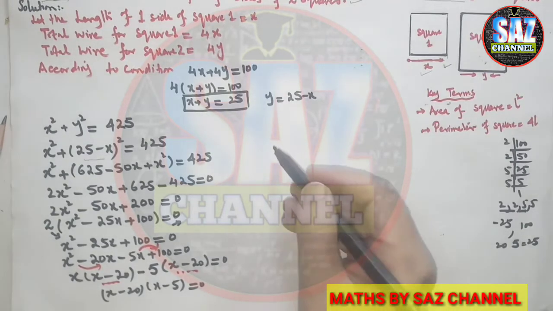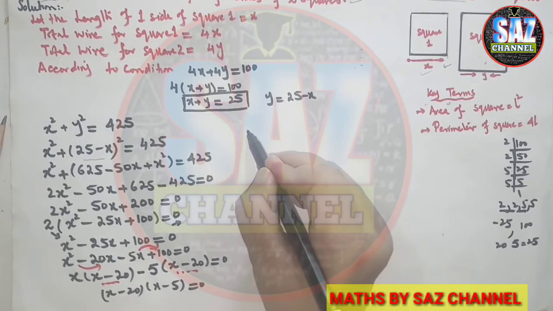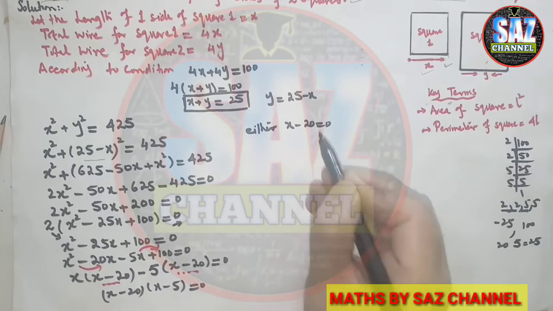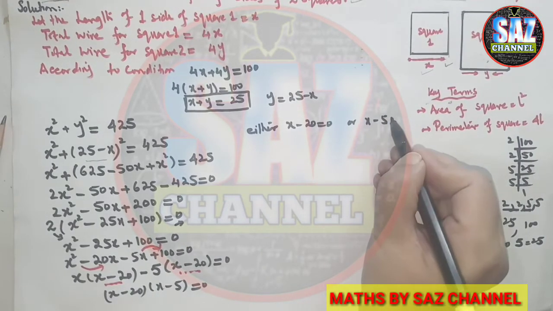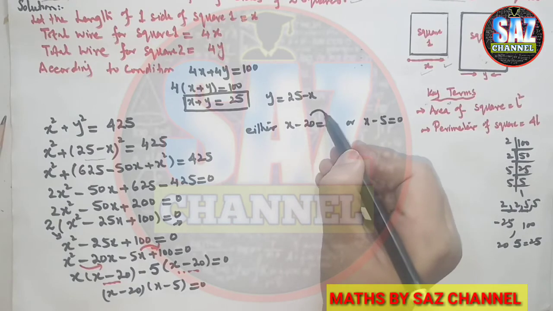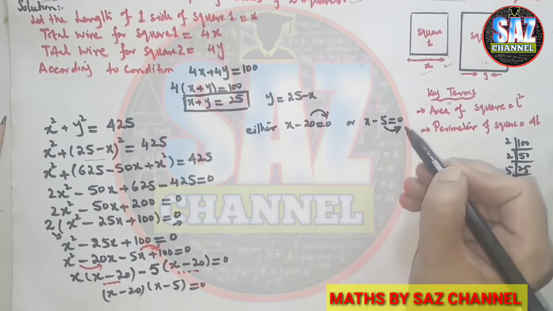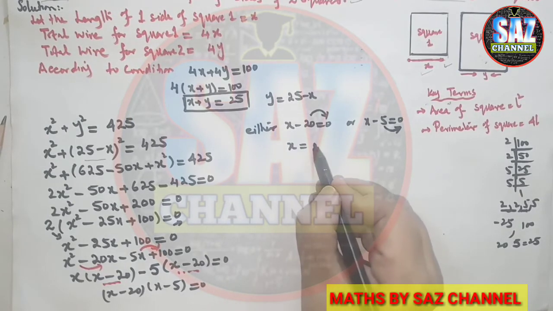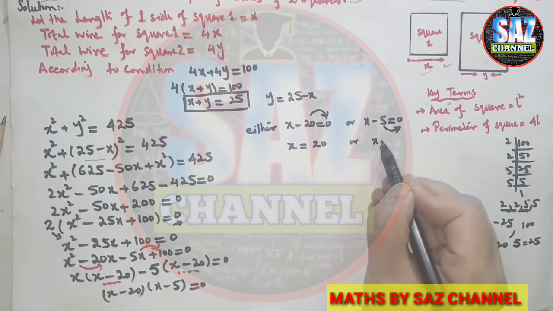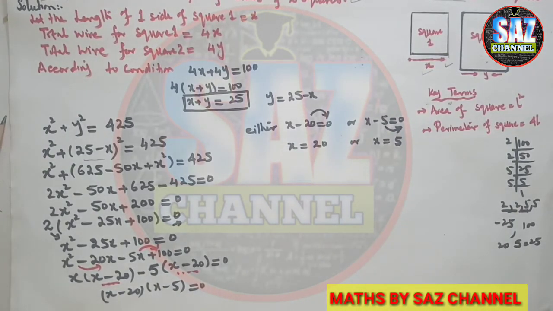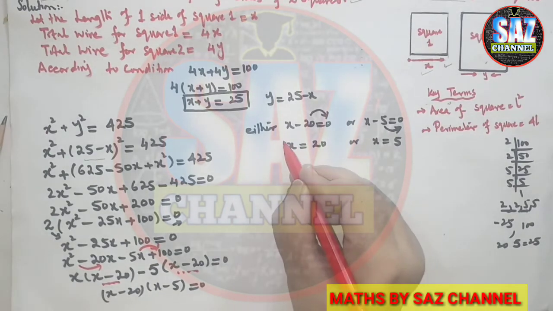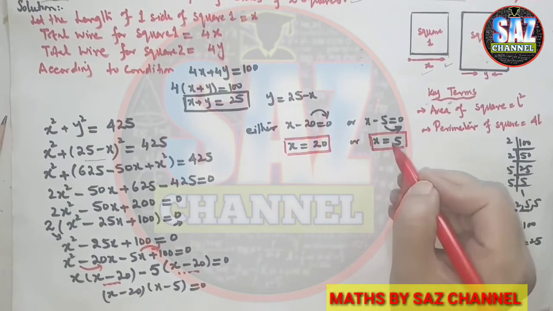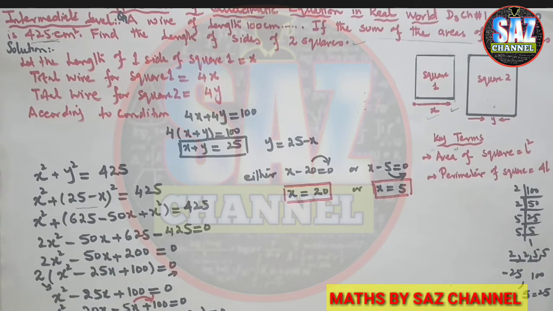In order to solve this equation, I have to apply the condition that either x minus 20 equals to 0 or x minus 5 equals to 0. In order to get the value of x, shift the constant to the other side by changing the sign. So I will get x equals to 20 or x equals to 5. So the two solutions, or the two roots of this equation, are x equals to 20 or x equals to 5.